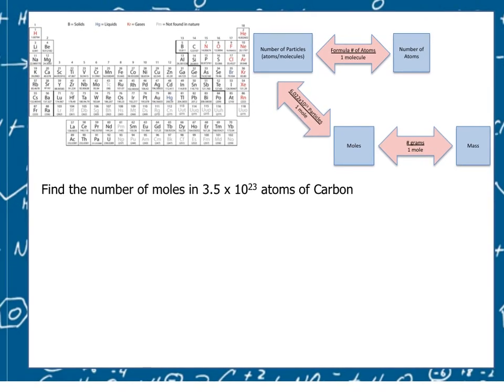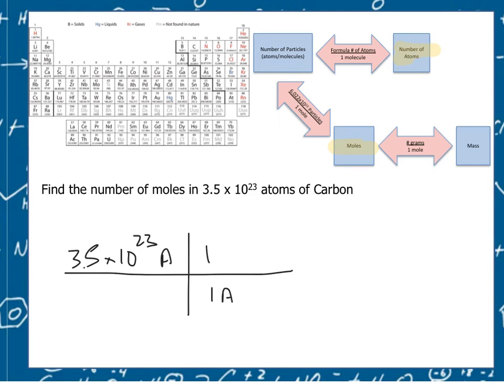Okay. Find the number of moles in 3.5 times 10 to the 23rd atoms of carbon. Okay, so we're starting at atoms and we want to go to moles, so this is now the opposite problem from last time. Whoops, that is my highlighter, not my pencil. Alright, so 3.5 times 10 to the 23rd atoms. Again, carbon, it's just one carbon atom per particle. So 1 atom per 1 particle.